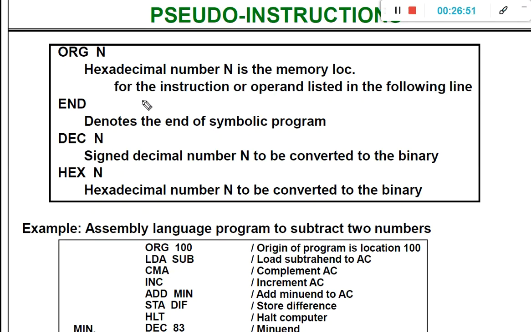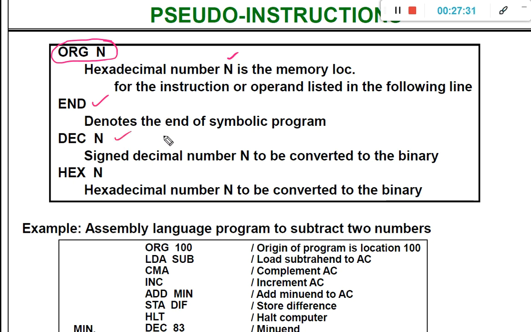Now let us see some of the pseudo instructions that are available in the assembly language code. The first pseudo instruction is ORG N, which we have seen in the previous program also. It represents a hexadecimal number N, the memory location for the instruction or operand listed in the following line. Okay, so ORG N represents the origin of the program, where the program is starting, where N is the memory location, and END denotes the end of the symbolic program. So this command also we have used in the previous program.